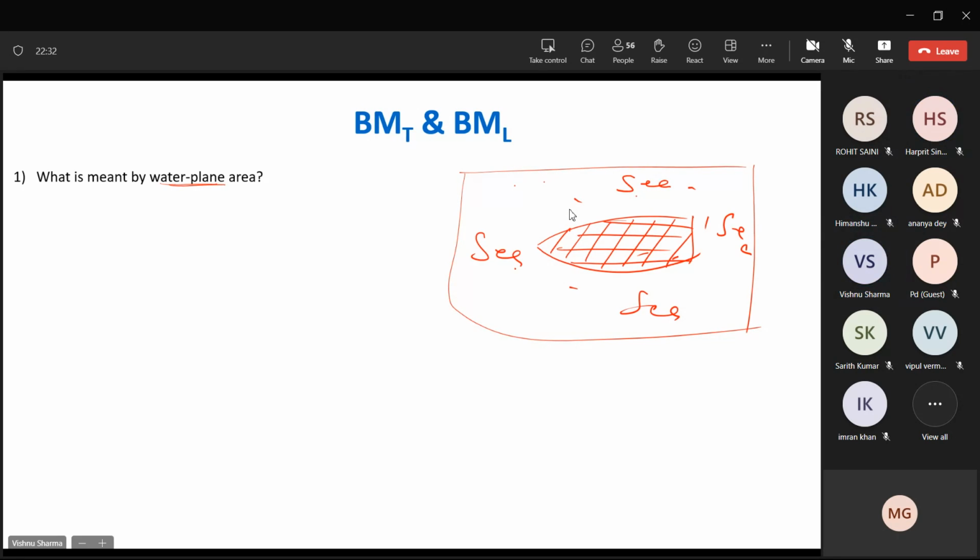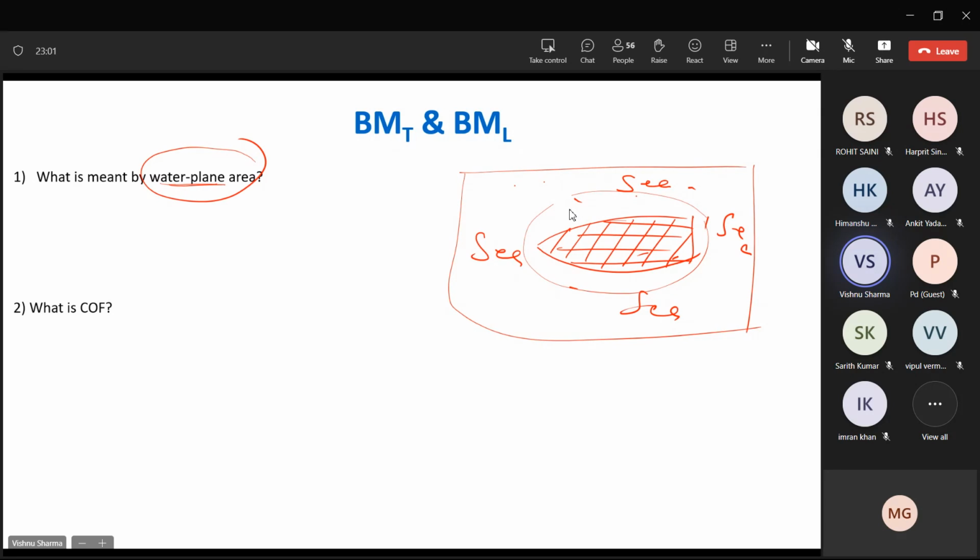Sir. This area which I have shaded here, which is occupied by the ship's hull at the water line, is the ship's water plane area at that particular draft. That is the water plane area at that particular draft. Any questions on understanding the meaning of the word water plane area, guys? Clear. Clear, very good.